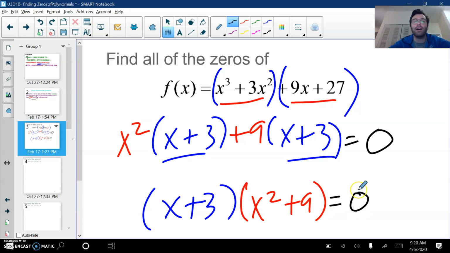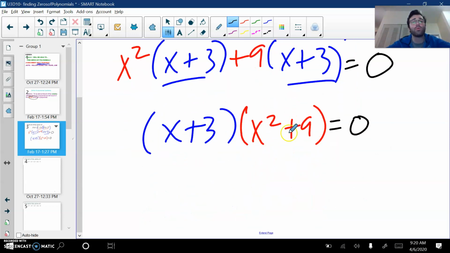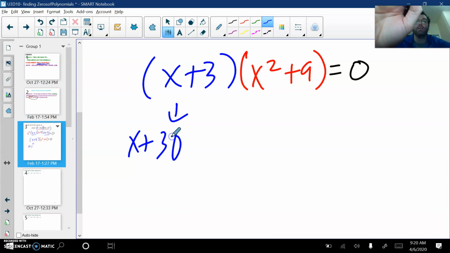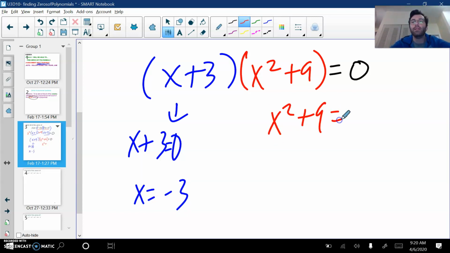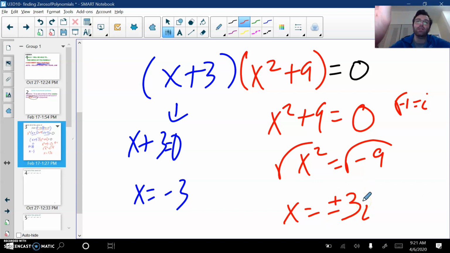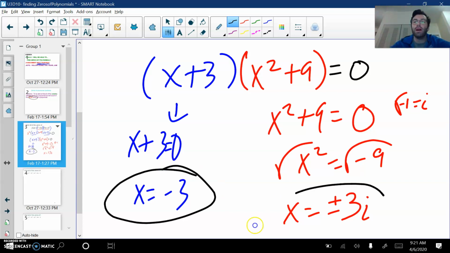Now that this is completely factored, I can't factor x squared plus 9. If it was x squared minus 9, I could. So I'm going to set each factor equal to 0 and solve. When I set x squared plus 9 equal to 0, I subtract the 9 and take the square root. The square root of 9 is plus or minus 3, but this isn't 9, this is negative 9. Since this is negative 9, I need to take out an i. Remember that the square root of negative 1 equals i. Anytime you're taking the square root of a negative perfect square, you have to have that i there. So our zeros are negative 3 and plus or minus 3i.